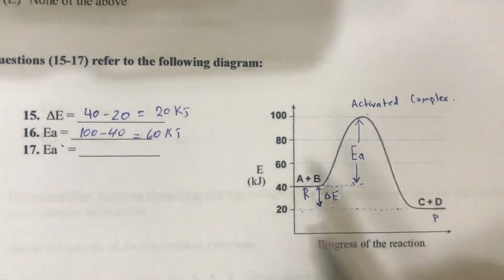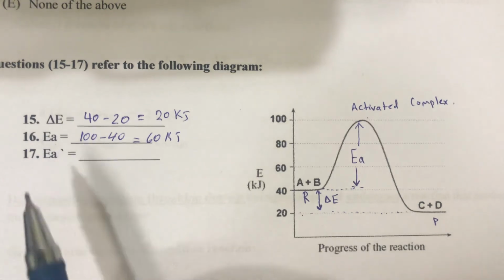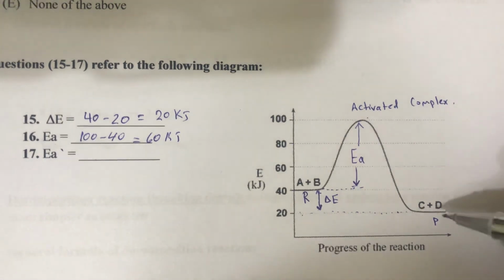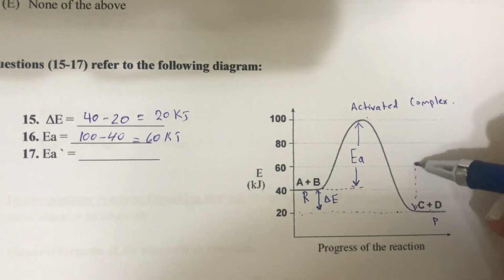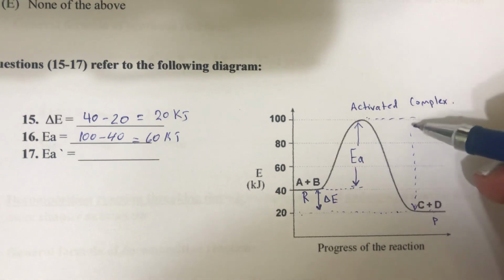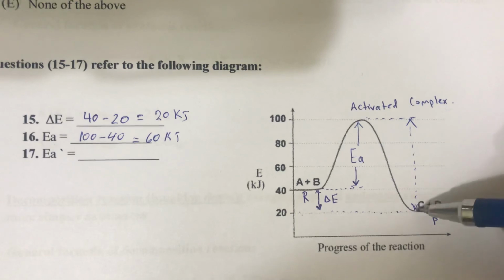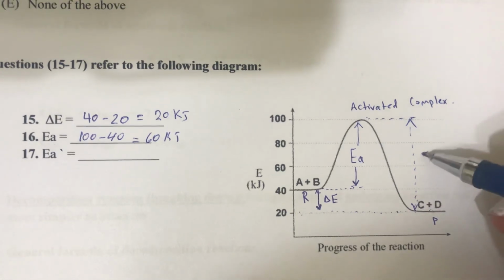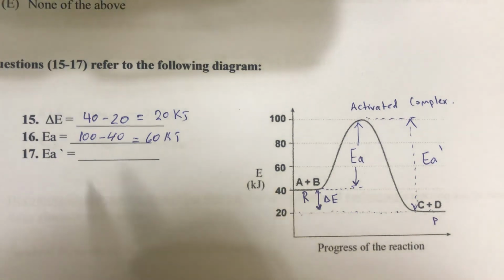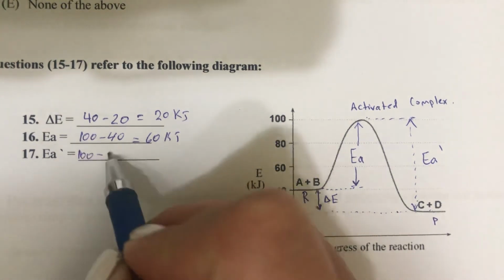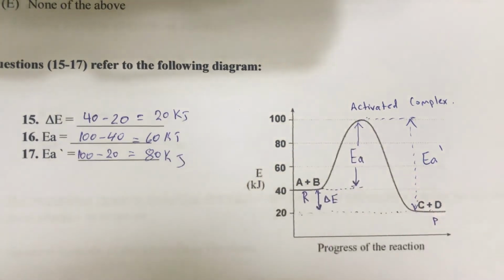Now, the last one, activation energy for the backward reaction. It's the energy difference between a product and the activated complex. Which is equal to 100 minus 20. This is the activation energy for the backward reaction. So 100 minus 20, which is equal to 80 kilojoule.